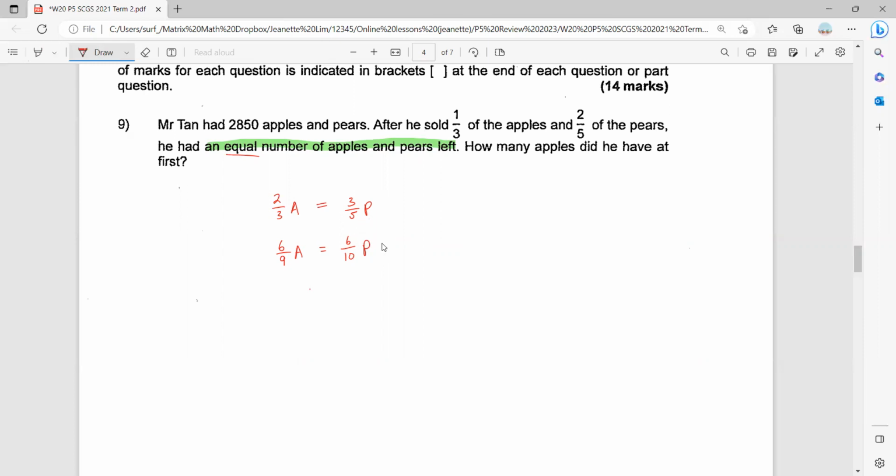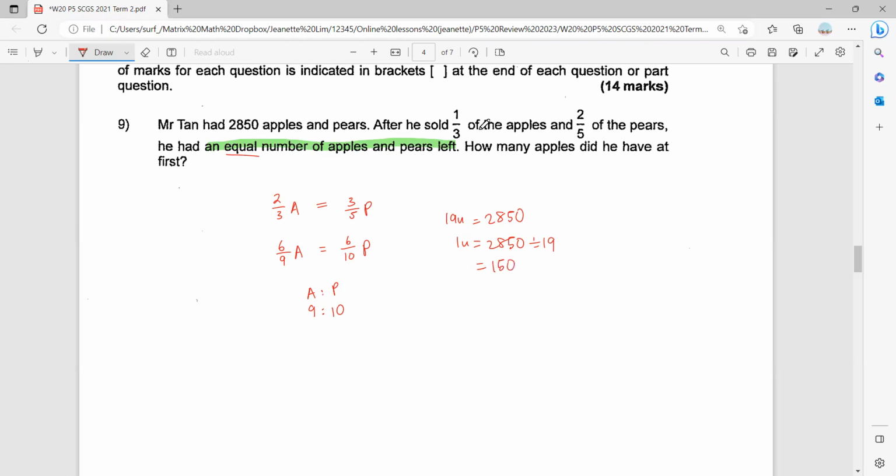So with this, I can write my ratio, which is A to P. The total amount of apples follow the denominator, which is 9, and for the pears is 10. So if you read the question again, we have this 2850. That's the total. So 19 units is 2850. 1 unit, I'll divide by 19, which will give me 150.